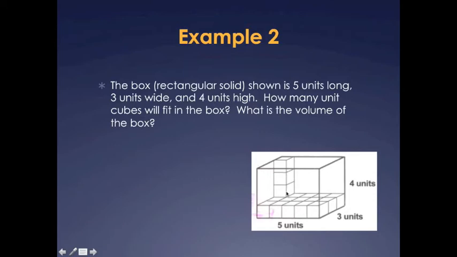So here's one level, then another level, another one, and another one. So that would be 5 times 3, which is 15, and then you have to multiply 15 times 4. So you're counting each level. So really, you're just multiplying all 3 sides.